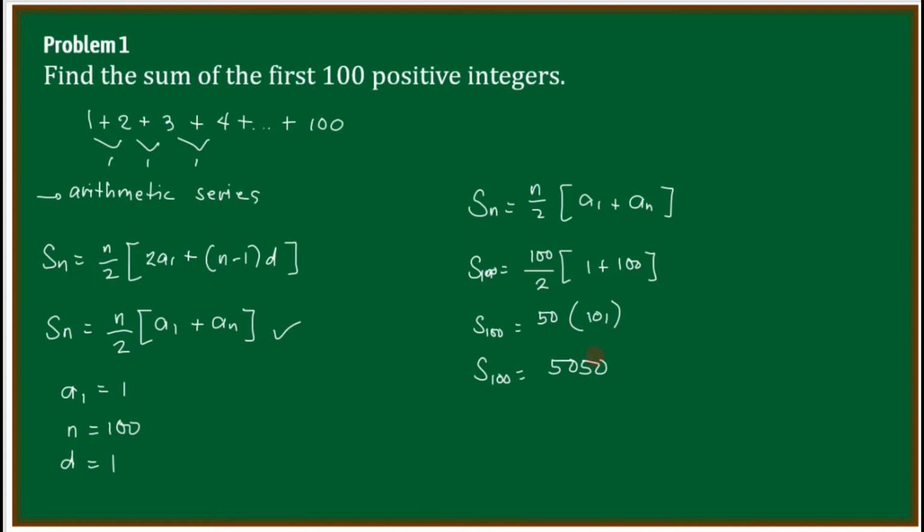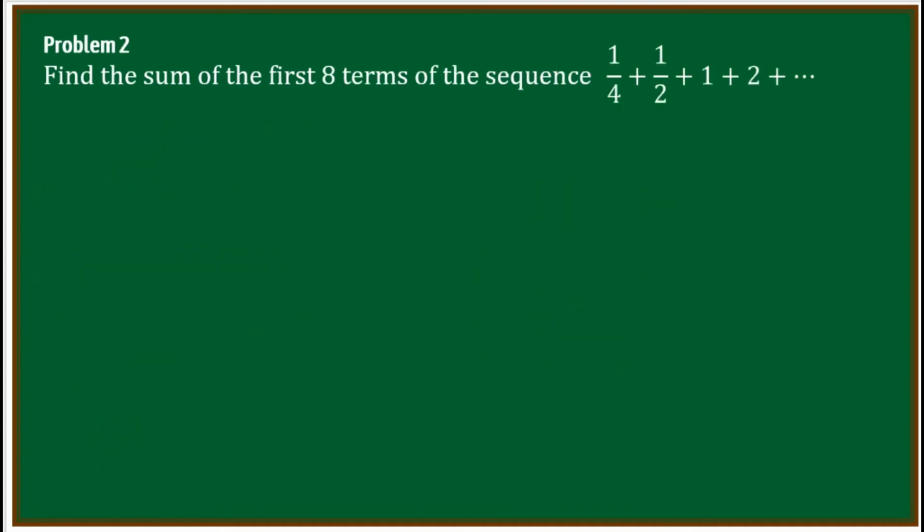Okay? So, let us check kung tama. Sa calculator natin, 50 times 101 is equal to 5,050. So, we are correct. So, the sum of the first 100 positive integers is 5,050. Okay? So, let's solve the second problem. Find the sum of the first 8 terms of the sequence.